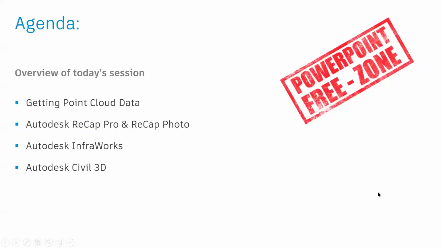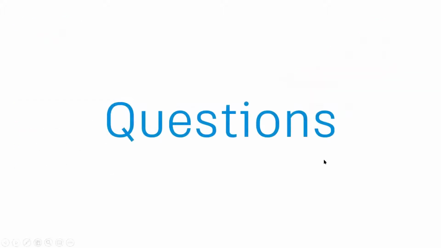So to recap, for today's agenda, we covered getting point cloud data, various types of point cloud data. We saw how Recap Pro and Recap Photo can be used to import that data and turn it into an RCP file, which is what the vast majority of Autodesk products utilize, and then bring that into InfraWorks. InfraWorks was able to subdivide that point cloud to determine what is the surface. And lastly, we brought that over into Civil 3D. So with that, I'm going to ask Jerry, were there any questions that we can address at this point?